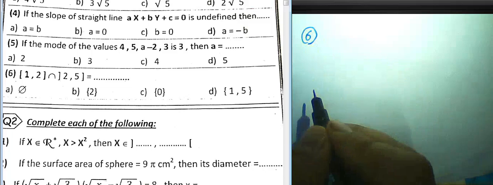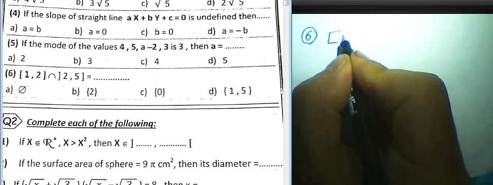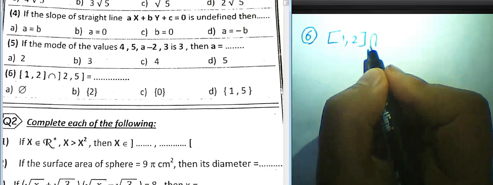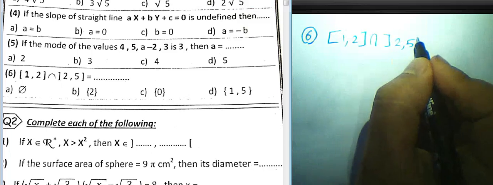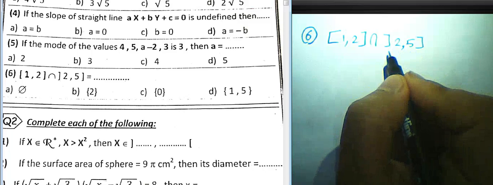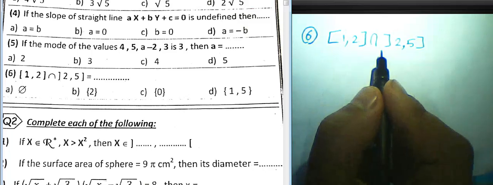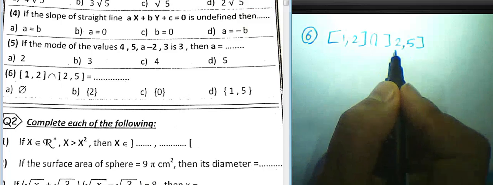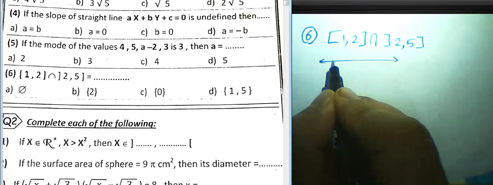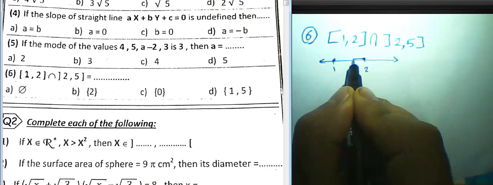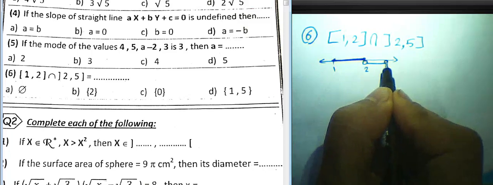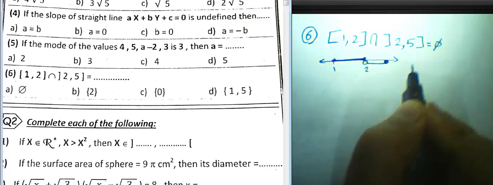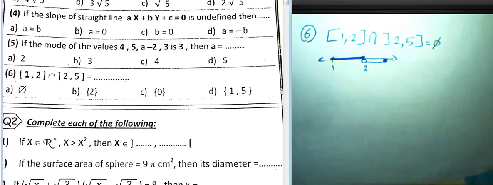Question number 6. The closed interval from 1 to 2 intersection the half closed interval from 2 to 5. We can draw 1 and 2 and close this interval, and the interval from 2 to 5 here. The intersection between them equals phi, because we haven't any element in common. The result will be A. We must choose phi for this question.